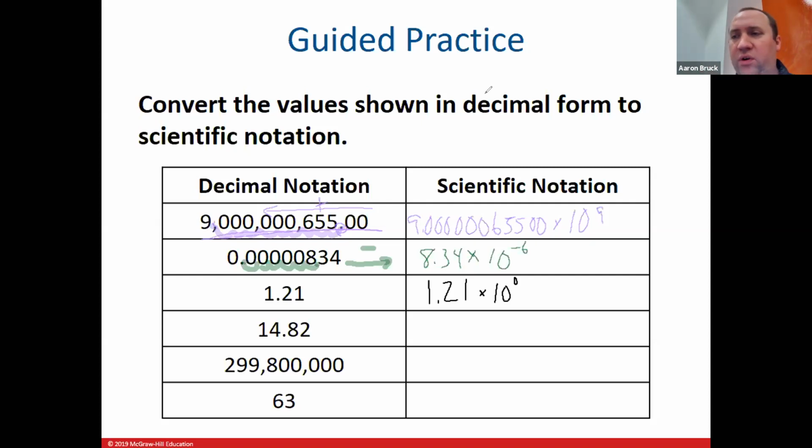Okay, this next one, 14.82. We are going to move the decimal place one spot to the left. Our coefficient is 1.482 times 10. We moved it one place to the left, so that's a positive exponent. It's 10 to the first.